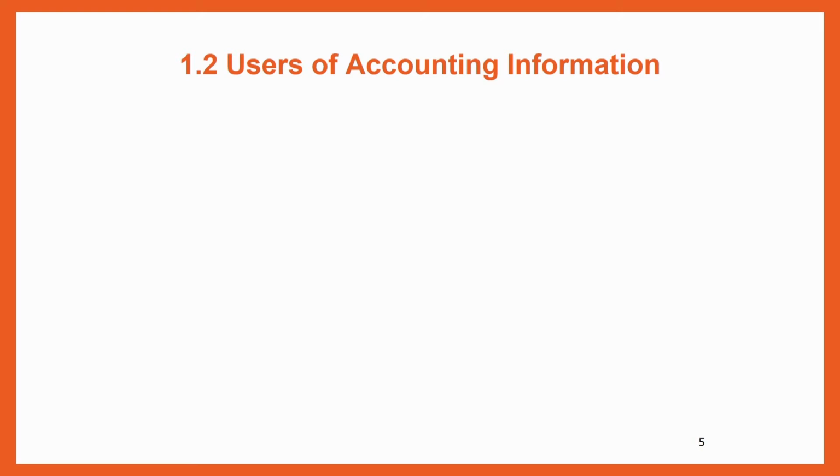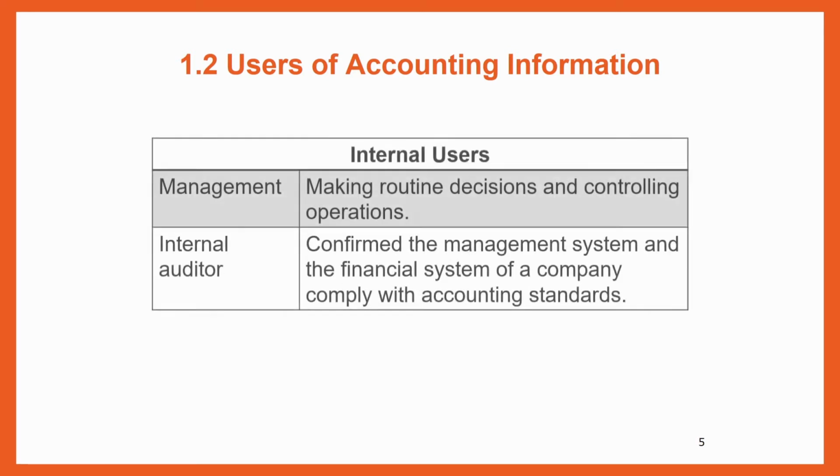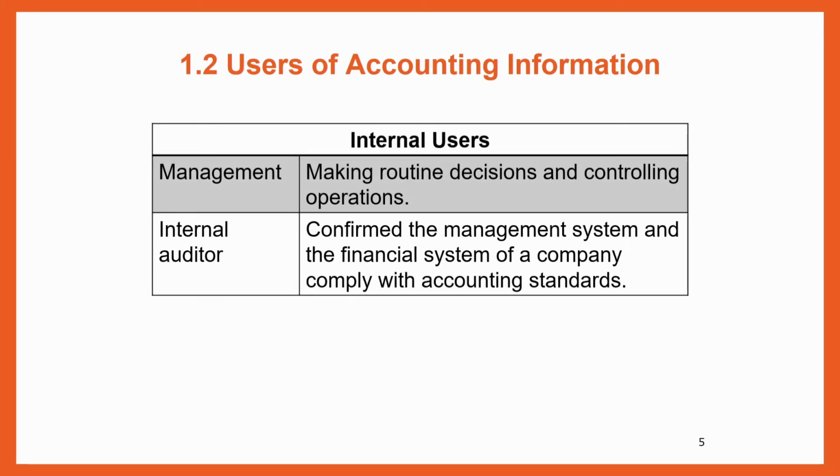Now, we look at the internal users of accounting information. We look at the function of management: making routine decisions and controlling operations. And the second one, internal auditors, confirm that the management system and the financial system of a company comply with accounting standards.